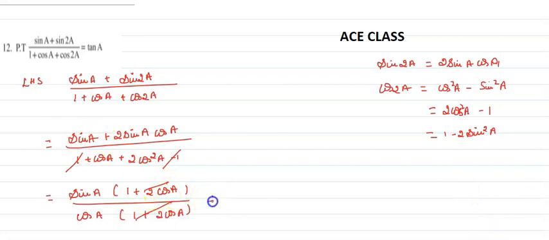So what is left out is sin A by cos A, which is nothing but tan A. Hope you understood, which is your RHS. Okay, next question.